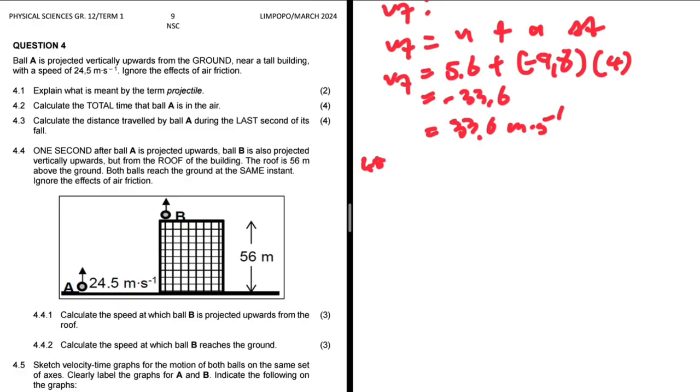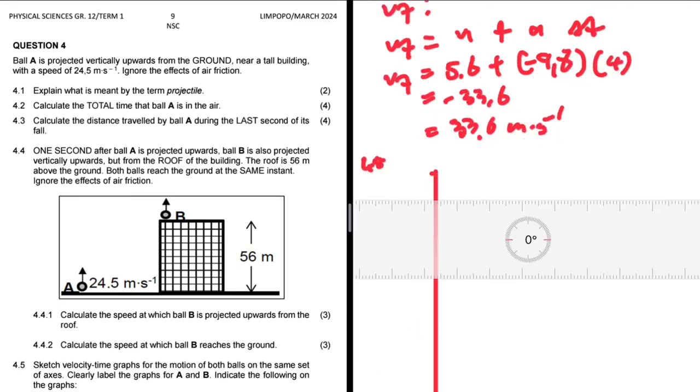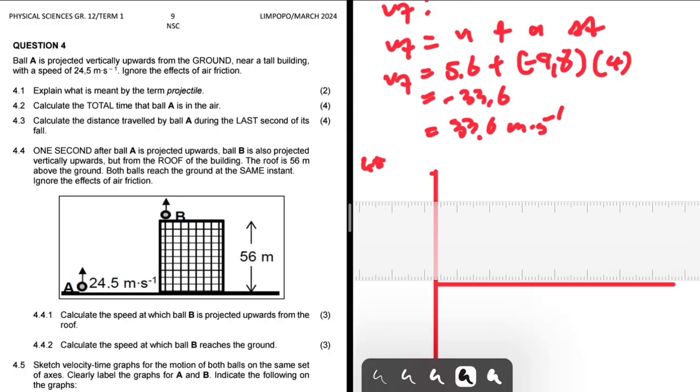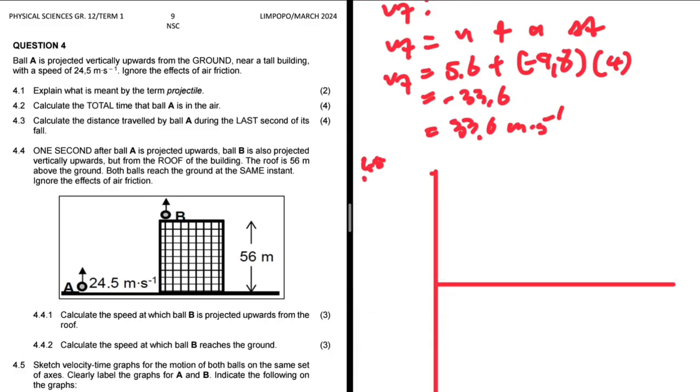4.5, sketch velocity time graphs for the motion of both balls on the same set of axes. Clearly label the graphs for A and B and indicate the following on the graphs. Okay, so let's go ahead and set up the y-axis and the x-axis. The y-axis is velocity in meters per second, and the x-axis is time in seconds.